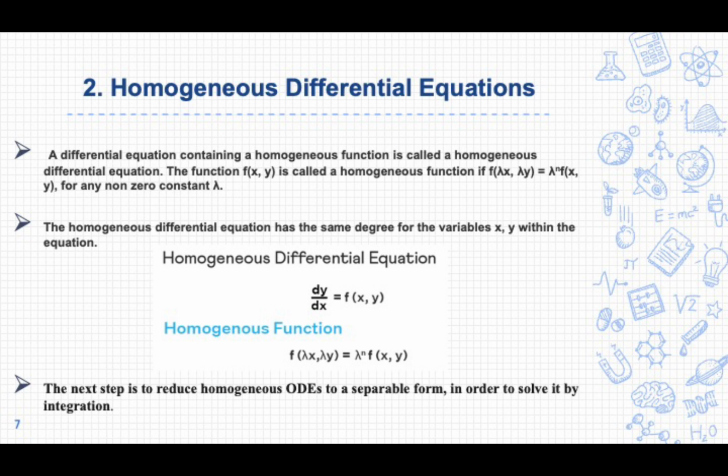Number 2 is the homogeneous differential equation. A differential equation containing a homogeneous function is called a homogeneous differential equation. The homogeneous differential equation has the same degree for the variables x, y within the equation. The next step is to reduce the homogeneous ODE to a separable form in order to solve it by integration.